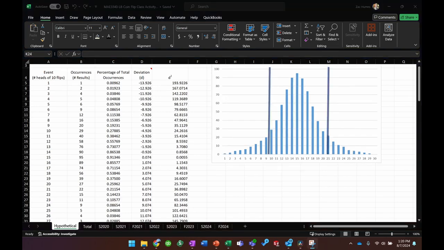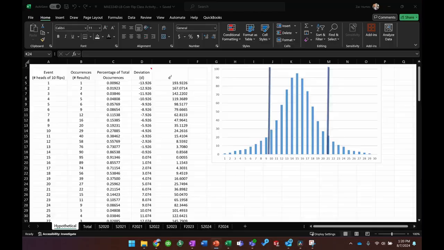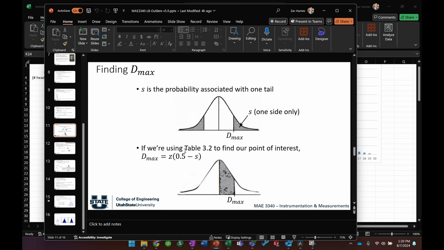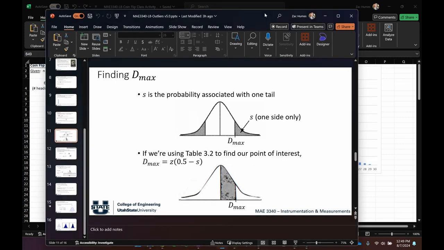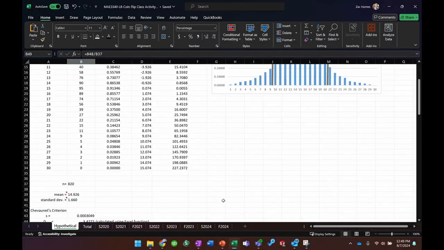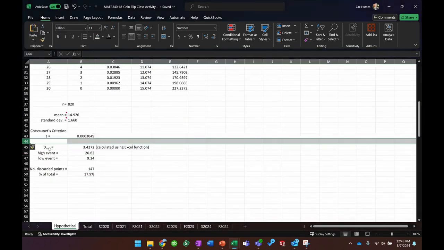Now let's compare for just a second the difference between using the Excel function and using the table to look up the values for the Dmax. And so this right here, let's use the table and see what the difference is. So Dmax is equal to Z times 0.5 minus S. And so again, this is because we're dealing with half of the table. So we've got our 0.5 minus S. Let's just throw that equation in here. We'll just add it in right here.